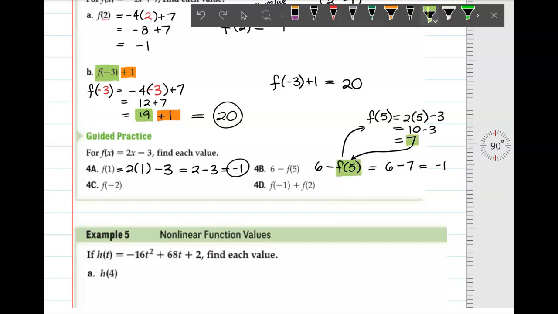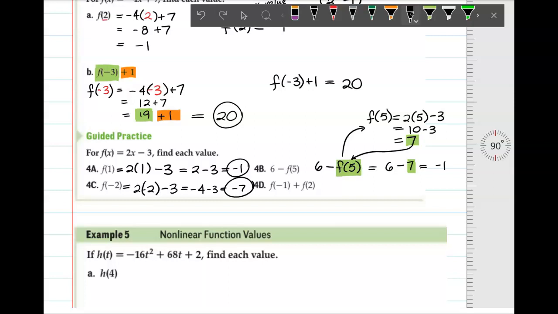So the only part that's substituting in is just the f of 5. F of 5 is 7. Everything else stays the same. 6 minus f of 5, 6 minus f of 5, which is 7. Down here we have f of negative 2. That would be 2 parentheses. Put a negative 2 inside, which gives us negative 4 minus 3, which is negative 7.